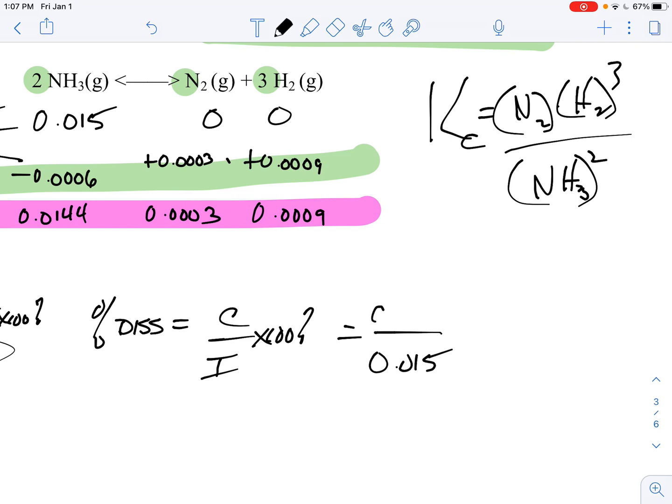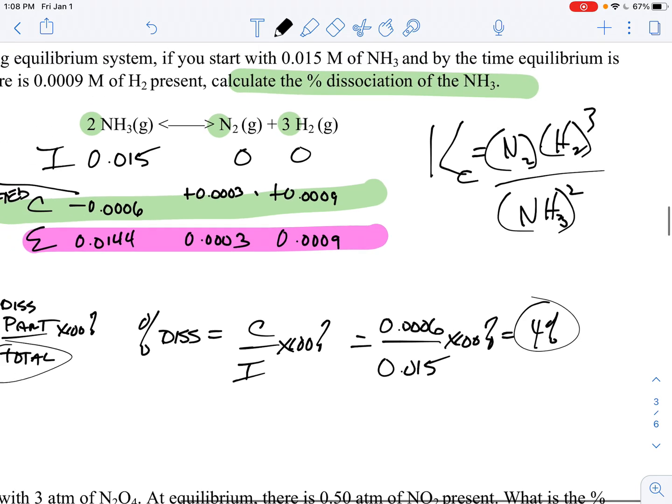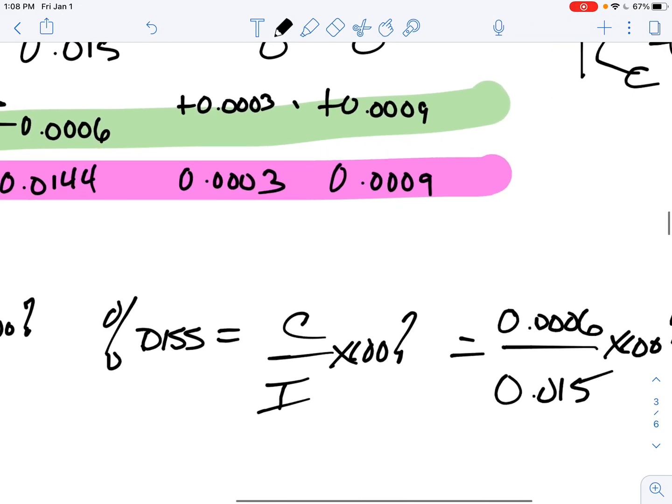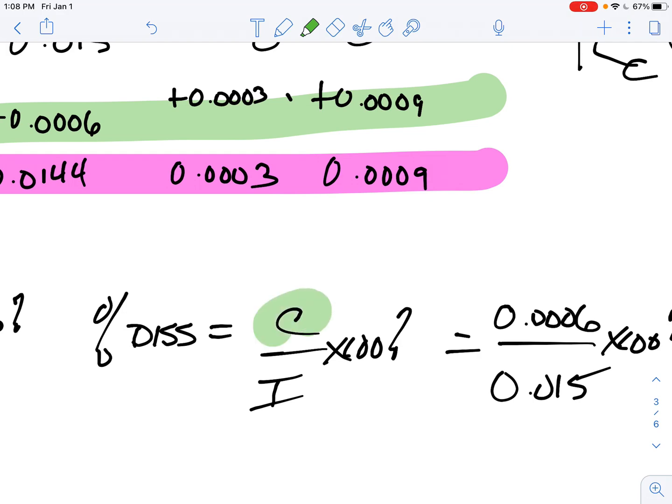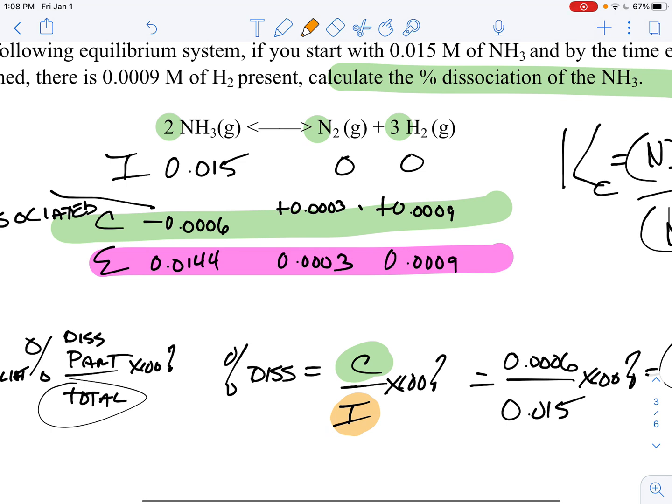So I started with 0.015, and it changed by 0.0006 times 100% means that when I plug all of this in, I end up with a 4% dissociation. So if it's asking you for the percent dissociation, then that is simply going to be the change divided by the initial amount. I started with 0.015. I changed by 0.0006.